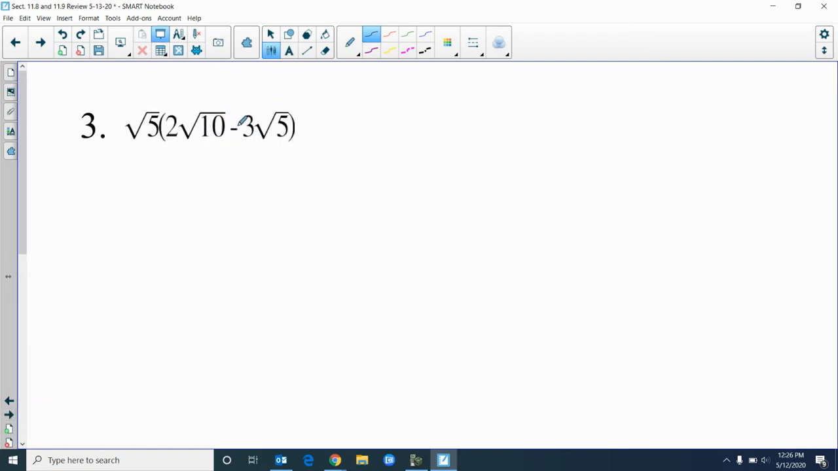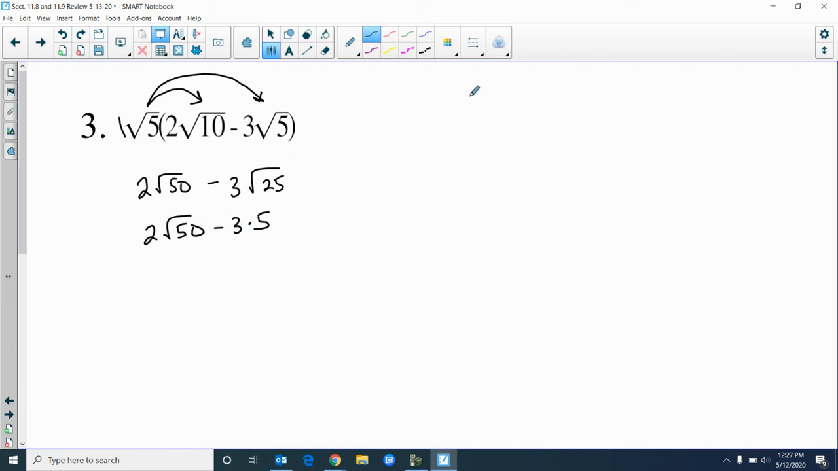Okay, now we have a minus sign in here. We have a single term on the outside and 2 terms on the inside. We have to distribute. Again, this is outside times outside, inside times inside. Square root of 5 is just an inside number. There's a 1 on the outside. When you multiply that by 2 square root of 10, that gives us 2 square root of 50. And now square root of 5 times 3 square root of 5, that's minus 3 square root of 25. Square root of 5 times square root of 5 should just give us a 5.